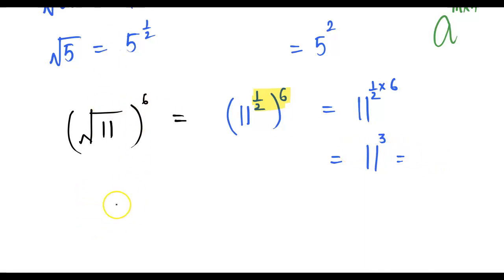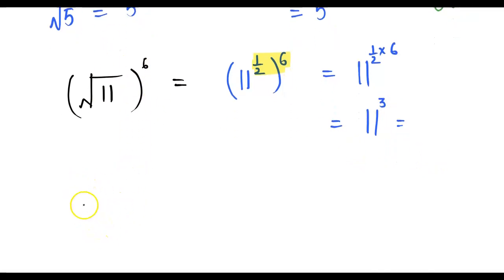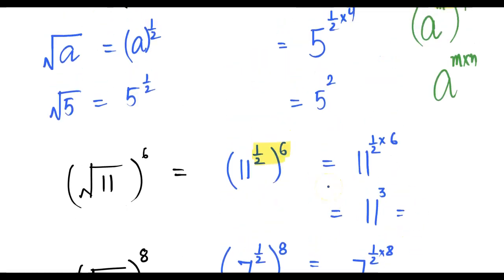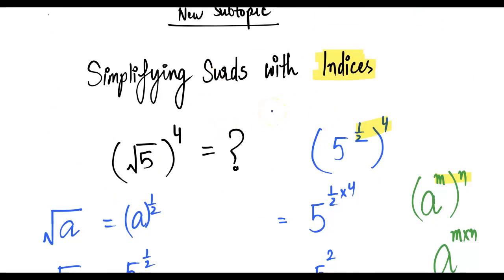Okay, one last question. If we say square root 7 to the power 8, what is it going to be? Square root 7 is 7 to the power half, whole to the power 8. What's going to be happening? Yes, indices are going to be multiplied. That is going to give you 7 to the power 4, and you can simplify it later. So this is what we have discussed about simplifying surds with indices.